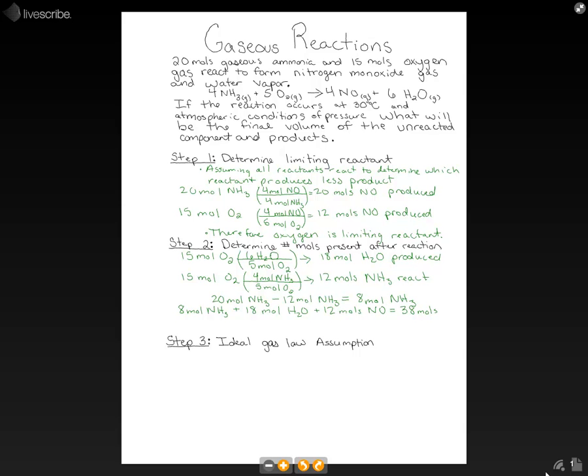So now we have to figure out how to come up with a volume based on the fact that we have 38 moles. And what we're going to do is use the ideal gas law assumption. When we do this, we're going to assume our water vapor, NH3, and NO are going to behave as an ideal gas.